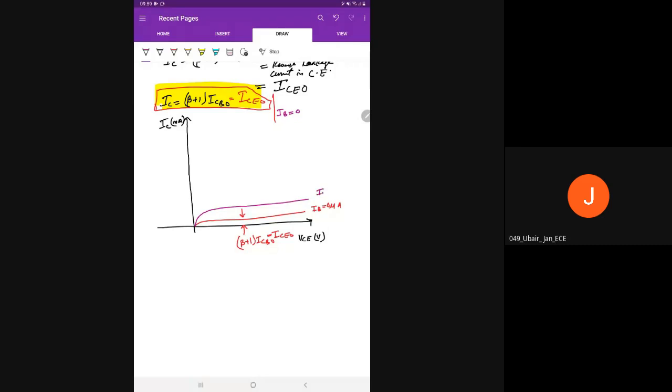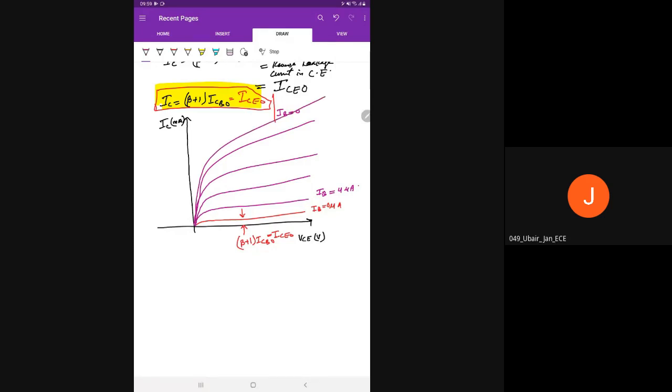So this is for some IB. Here IB is not 0. It is some non-zero quantity. Say for example it is 4 microampere. Then the second curve would be like this. Third curve is like this, and then it goes like this.